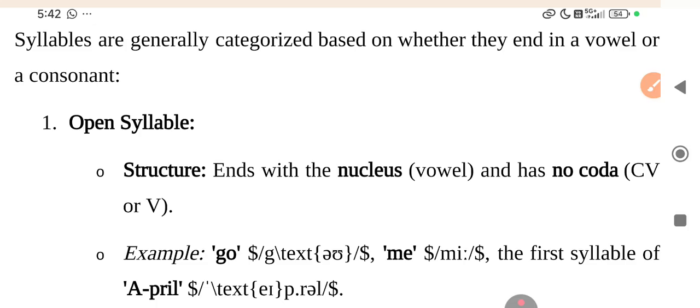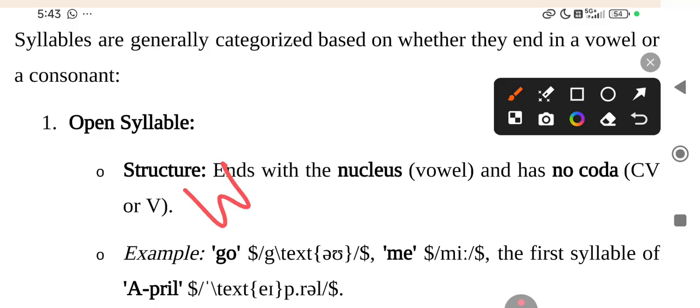And its types. As soon as syllable comes to your mind, please keep in mind that a syllable is a part of a word, not a complete word. A word may have one syllable, two, three or four syllables. A polysyllabic word may be there, but a syllable is not a word. Both are different, word and syllable.